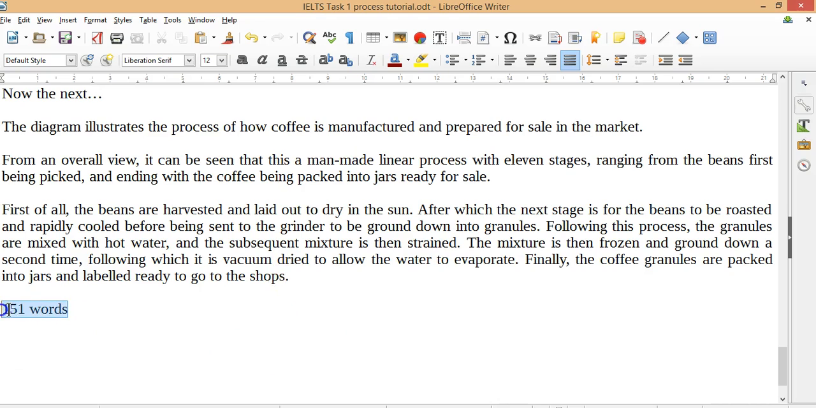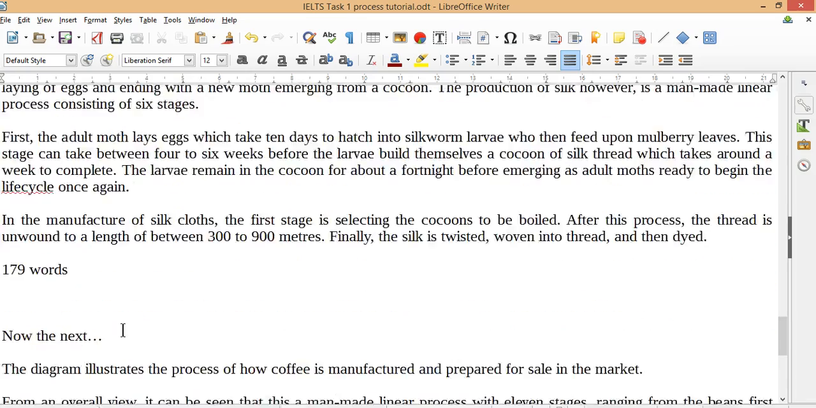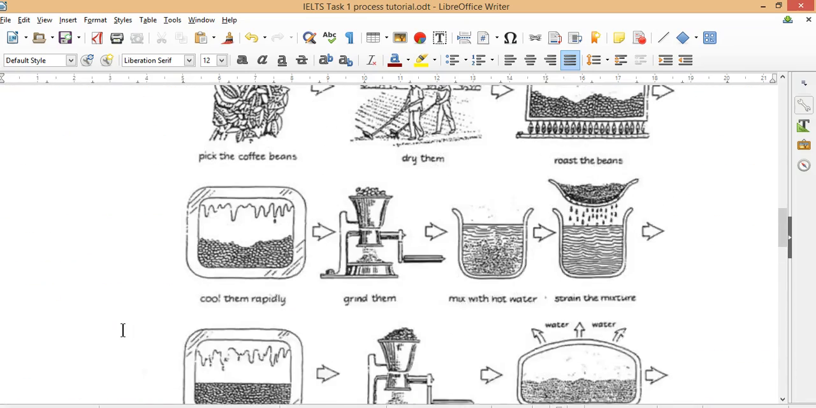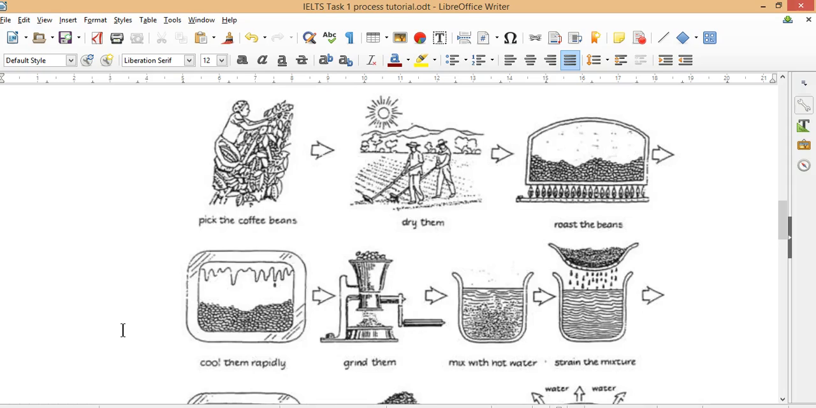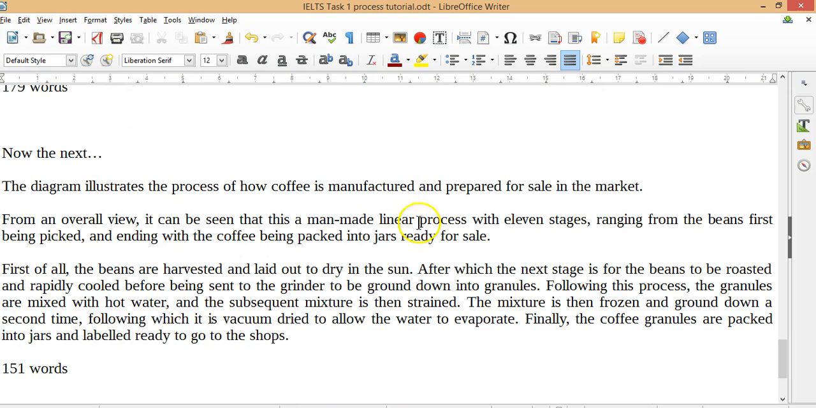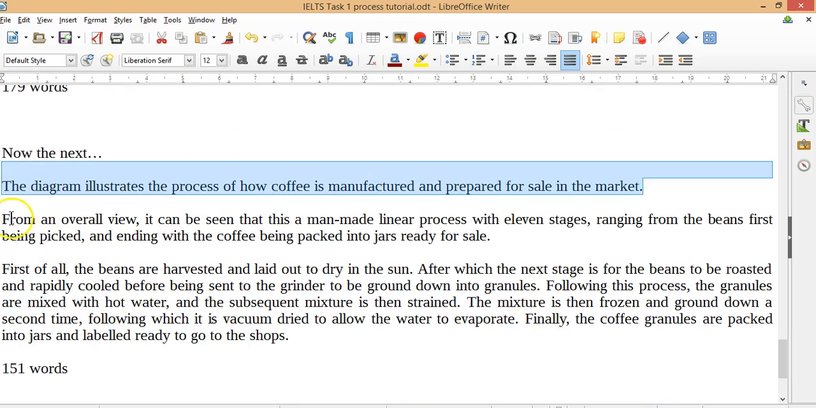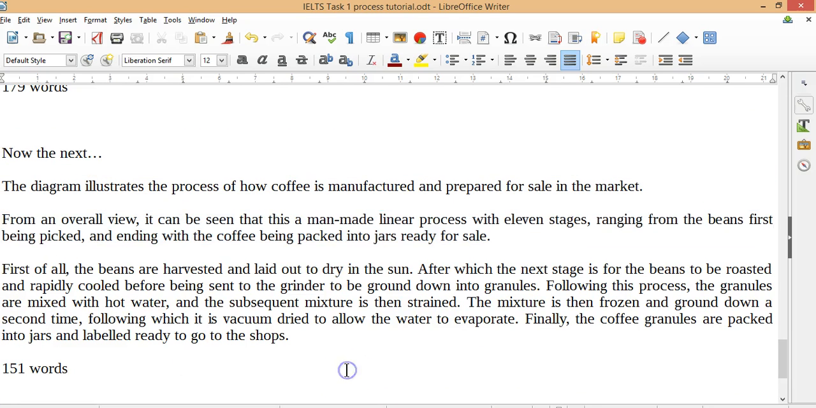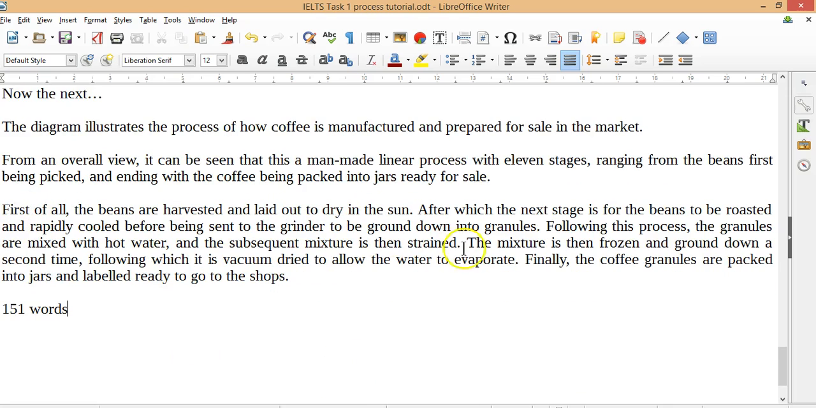Now, this one's a little bit short. It's exactly on 151 words because there's not a lot to actually say here. It's pretty straightforward, but 151 words, that would do because you've got the introduction, you've got a good overview, and then you've got all the stages. Maybe I could have expanded it, made a couple of sentences, broke the stages up. I think it should be roasted, not cooled. So it was actually cold.